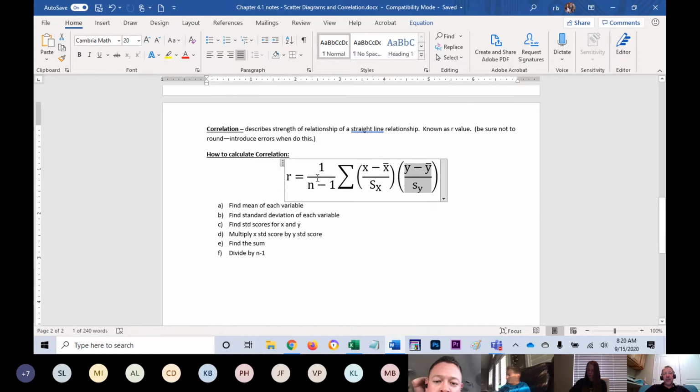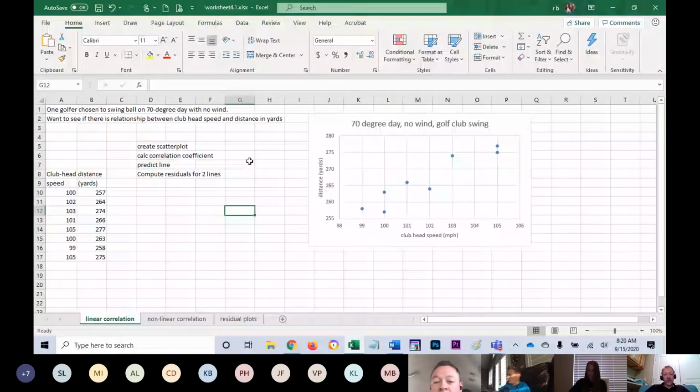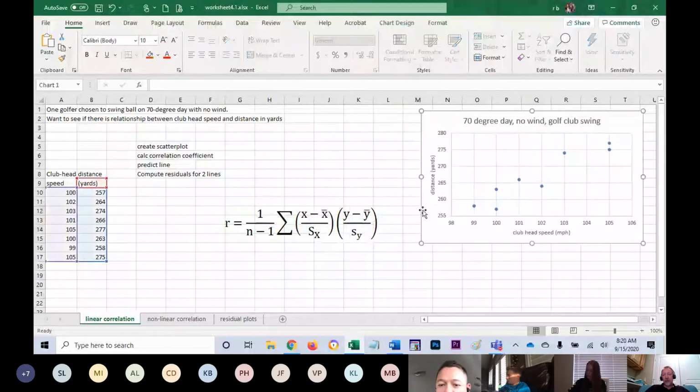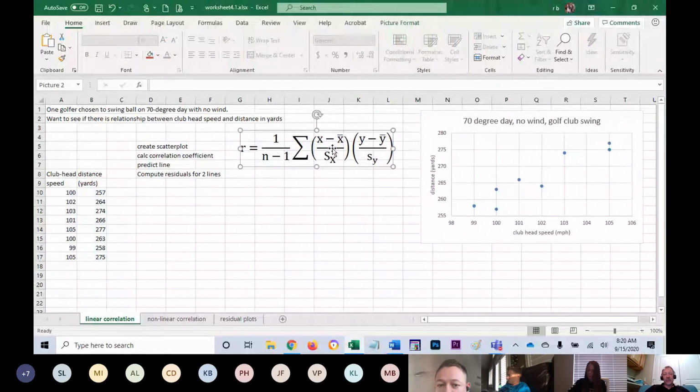Okay? So this formula will be on the test. And we're going to calculate the correlation coefficient. I wonder if this is going to copy. Oh, it copied. That was nice. Okay. So we're going to go back to this example of the golf club swing. This looks like we can fit a straight line through here pretty well. So we're going to say that yes, linear correlation is a good idea.